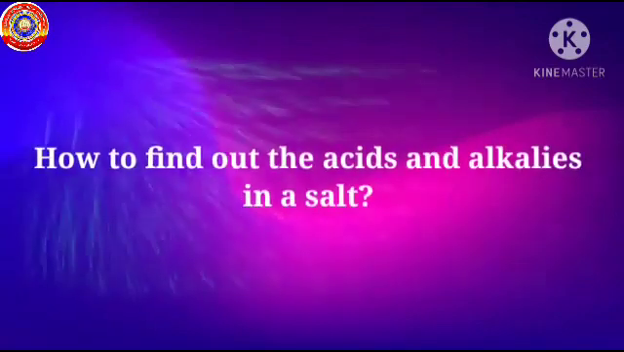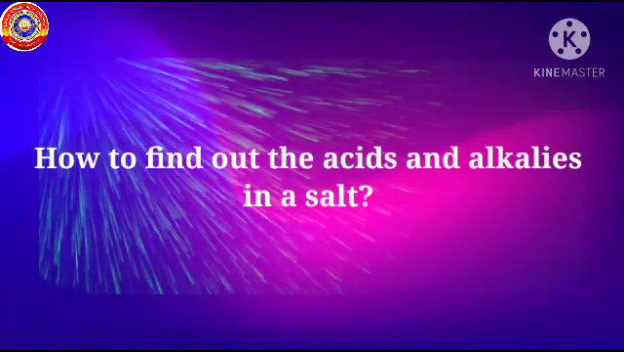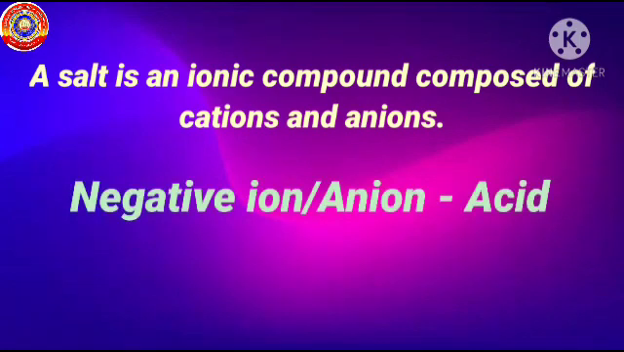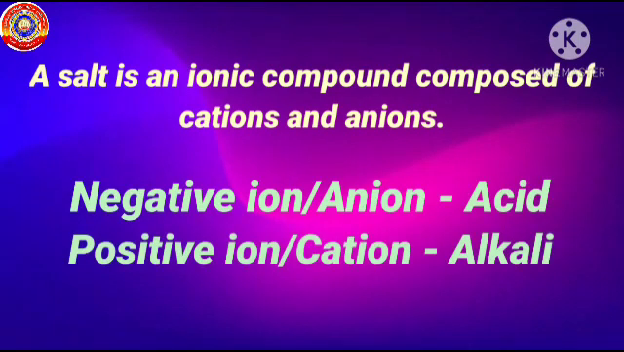Let us find out the acids and alkalis required for the formation of a salt. In order to find out the acids and alkalis, we should know about the cations and anions present in a salt. Because we knew that a salt is a compound composed of cations and anions. The negative ion or the anion present in the salt refers to the acid, whereas the positive ion or cation refers to the base.